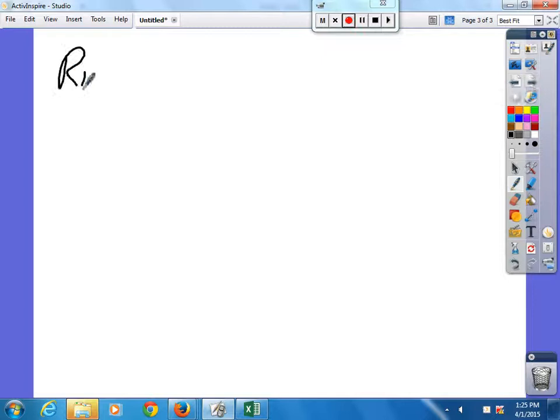Range. Real simple, highest minus the lowest. It's nice to know it, but it's not detrimental to you. I mean, you just have the highest minus the lowest. You don't have any application as far as other things. It's just a range.